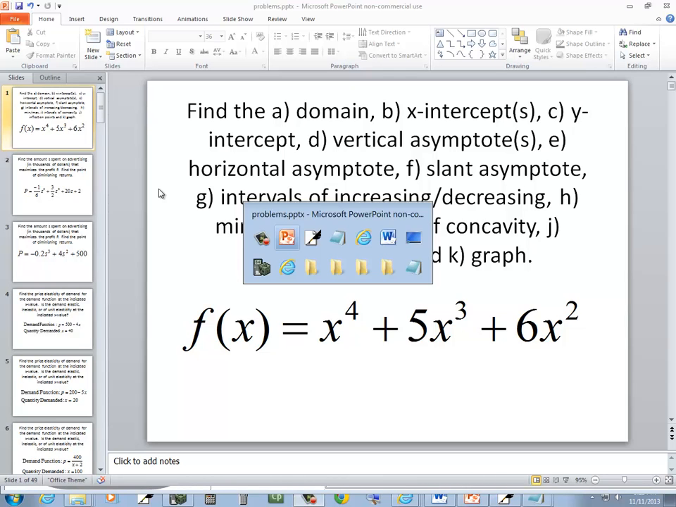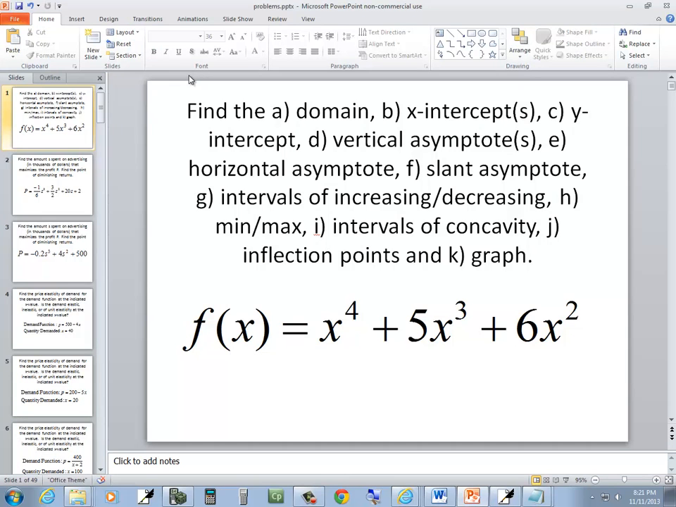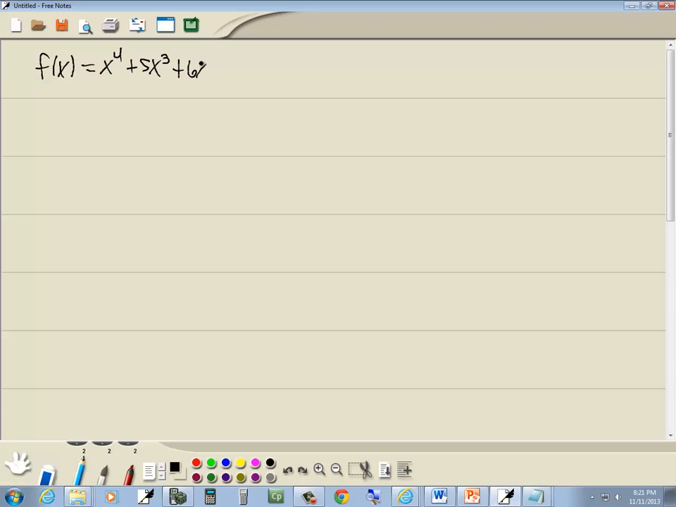Let's take a look at this problem. We've got f of x is equal to x to the fourth plus 5x to the third plus 6x squared. Now, first thing we're going to find is the domain. Since it's a polynomial, your domain is negative infinity to positive infinity.